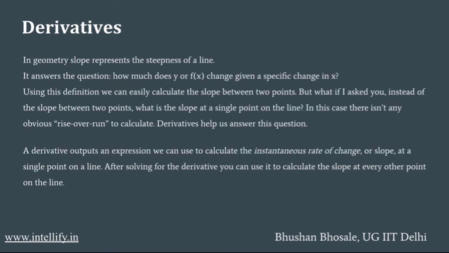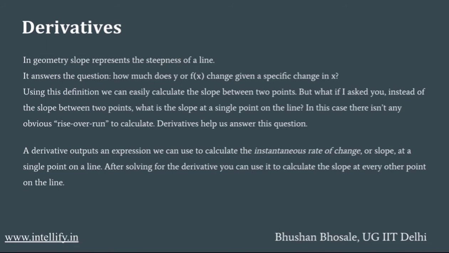Now, in geometry, slope represents the steepness of a line. It answers the question how much does y or f of x change given a specific change in x, that is delta y upon delta x. It's the ratio of how much is the change in y given the change in x. Using this definition we can easily calculate the slope between any two points.